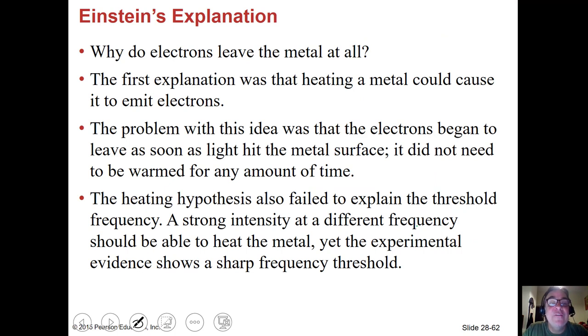So why do electrons leave the metal at all? So this is Einstein's explanation. The first explanation was maybe heating it caused the electrons to be emitted. The problem with this idea was that electrons began to leave as soon as the light hit the metal surface. The surface didn't have to heat up. As soon as light hit, bam, electrons are freed. So it didn't have to warm up.